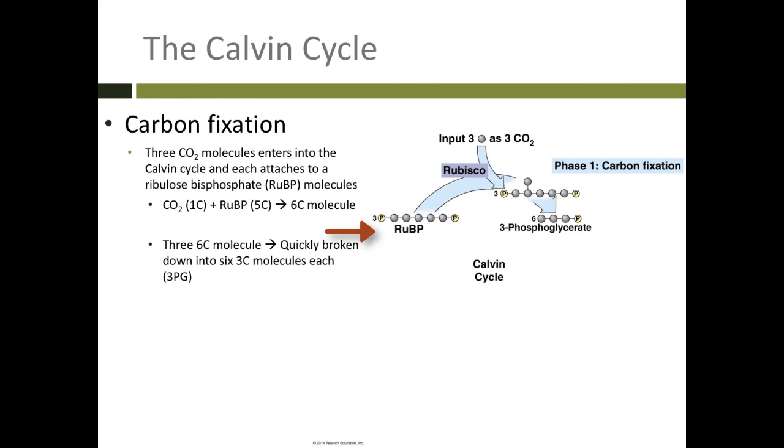We started with 15 carbons and we added 3 CO2 molecules, which gives us 18 carbons. The reaction of CO2 and RUBP is catalyzed by an enzyme called rubisco. This is the most abundant enzyme on the planet. You now have 3 6-carbon molecules, or 18 carbons. Very quickly, each of these 3 6-carbon molecules are broken in half. Each one becomes a 3-carbon molecule called 3-phosphoglycerate. You still have a total of 18 carbons.